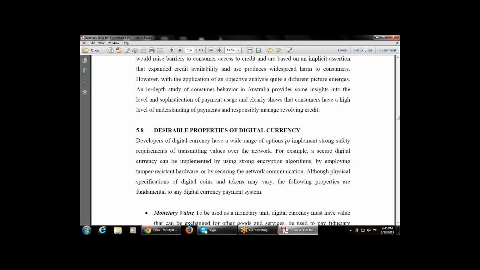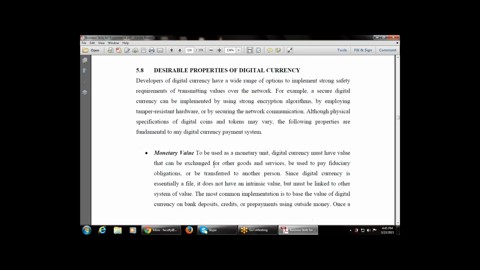Although physical specifications of digital coins and tokens may vary, the following properties are fundamental to any digital currency payment system. So there are a few properties involved with the digital currency payment system. The first property is monetary value. Monetary value means that the digital currency used as a monetary unit must have value that can be exchanged for goods and services.